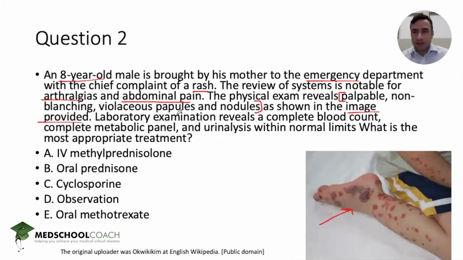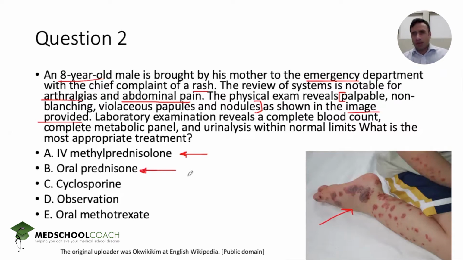So now we have to know, what do we do with these patients? What's the most appropriate management in these patients? So IV methylprednisolone. The use of corticosteroids is often controversial in a lot of disease states, but in Henoch-Schonlein Purpura, you'll also see it frequently used. And we need to understand what effect that actually has on the disease. But in addition to IV methylprednisolone, we have the option of oral prednisone.